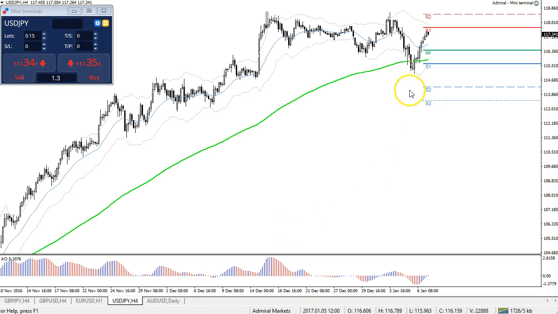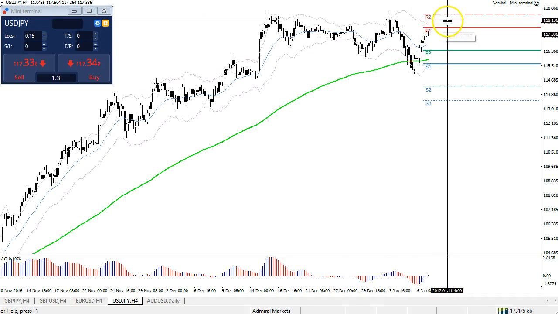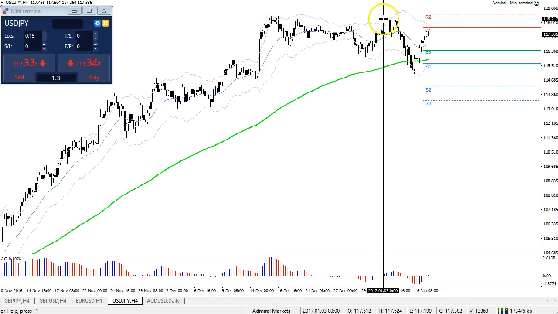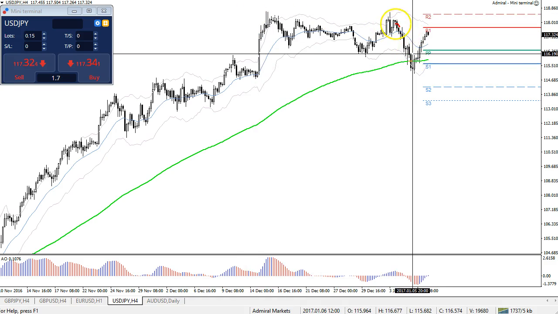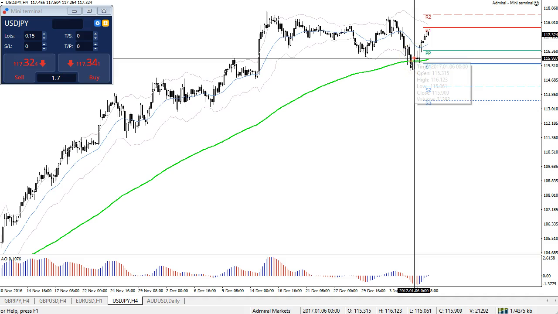Dollar yen, kind of the same story here. I think that the R1 is a strong resistance spot here at 117.50, 118. Got tops in here, pretty strong momentum to the downside. So what I'm looking at is the potential for an ABC correction down to S2. Now that might not turn out to be something that necessarily has to happen.